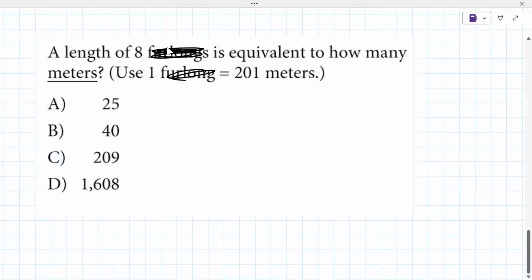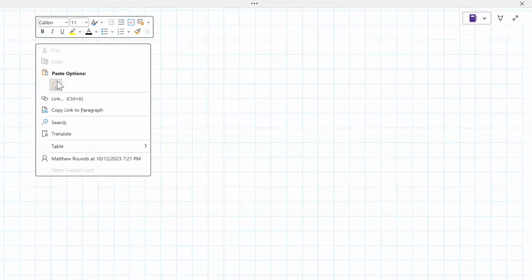I got it. It's D, 1,608. Good. The point is it doesn't matter what the unit is, we just do the calculation. Why a furlong is for a different class. The meaning of life, that's for a different class.